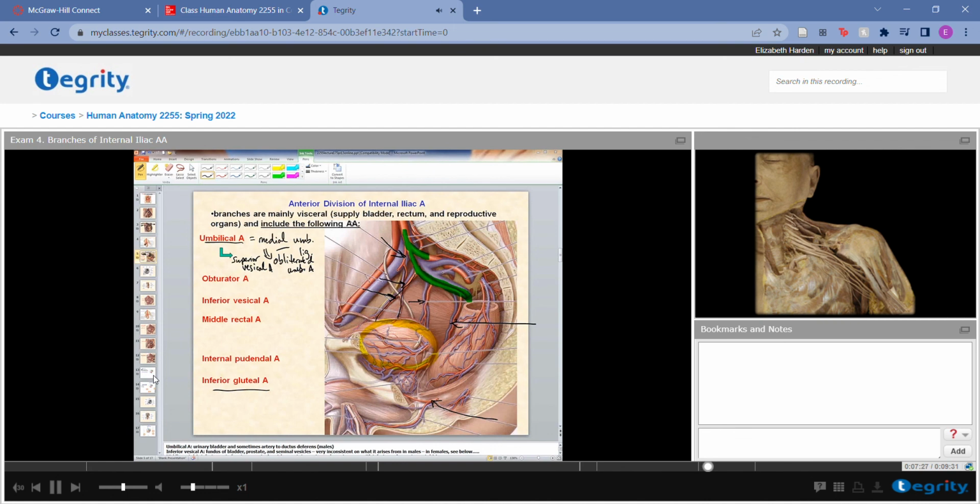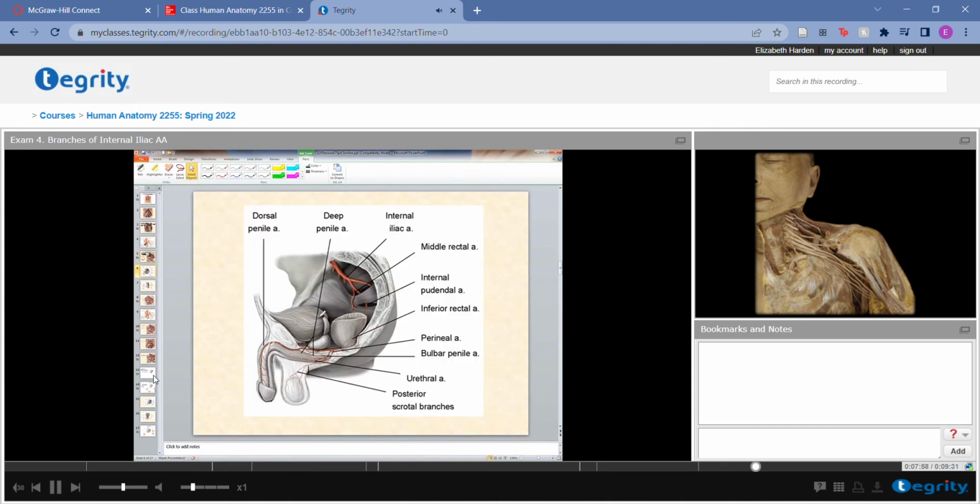There's a couple extra that come off in females. Some books will tell you, and even some TAs, that females do not have an inferior vesical artery, that in females the vaginal artery is essentially the inferior vesical. It really just depends on the text. I prefer to go with the idea that females do have the inferior vesical artery. It just usually arises, in females, from the vaginal artery. So just be aware of that.